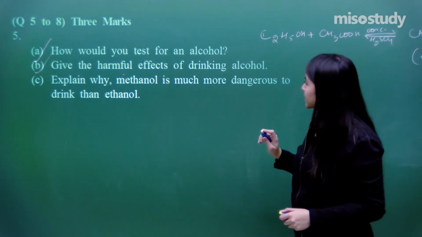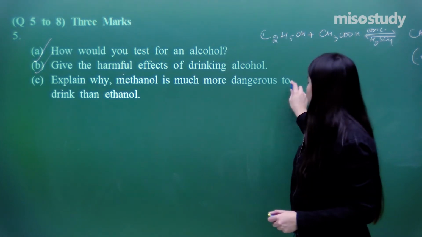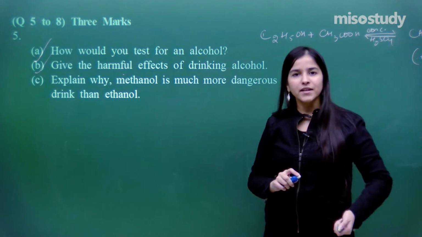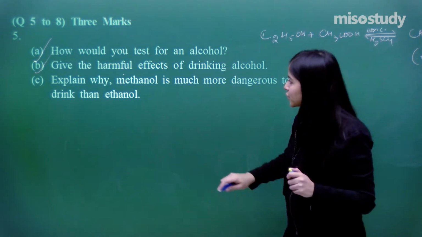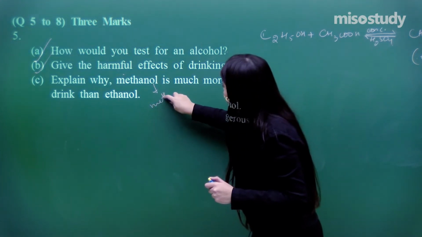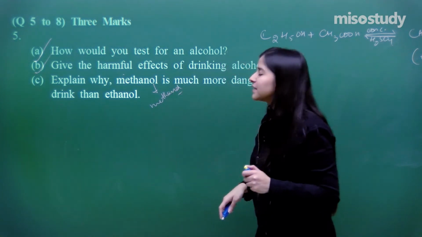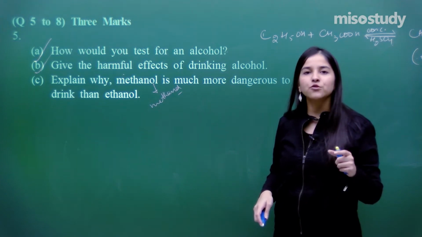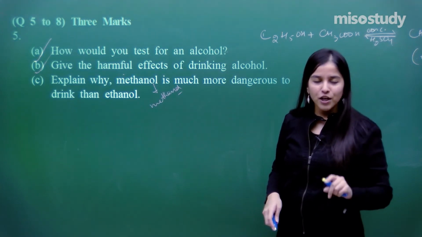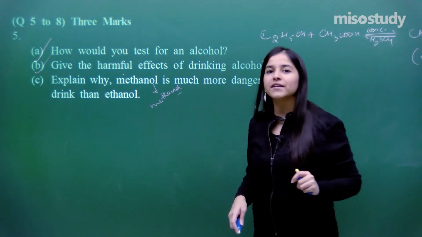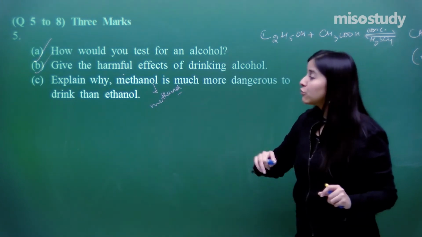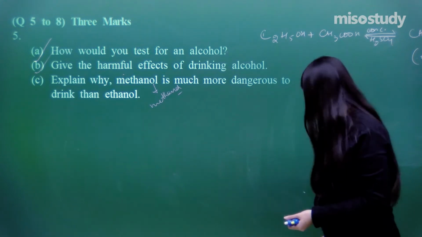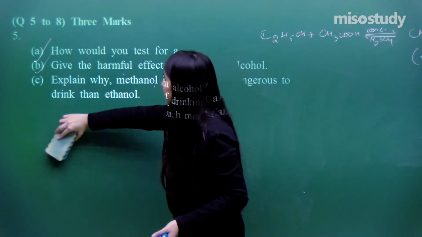Explain why methanol is much more dangerous to drink than alcohol or ethanol. So basically methanol, when it is consumed, gets converted into methanal. Now this methanal, it reacts with the cells and coagulates them. This will lead to eventually the death. Fine? So that is why it is mixed usually in the industries along with the alcohol, just in order to avoid any consumption of it. Fine? Okay. So that was question number 5.